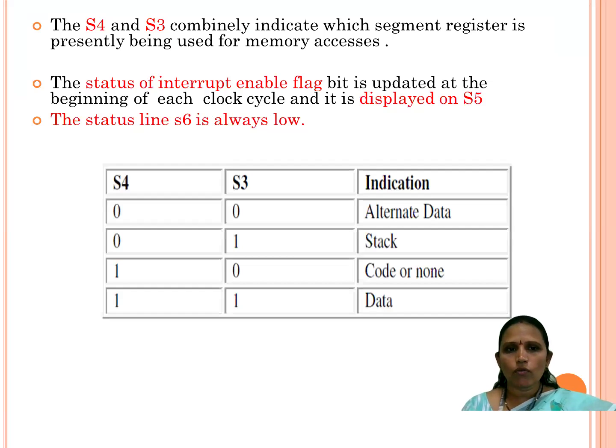The status of the interrupt enable flag bit is updated at the beginning of each clock cycle and is displayed on S5. The status line S6 is always low.